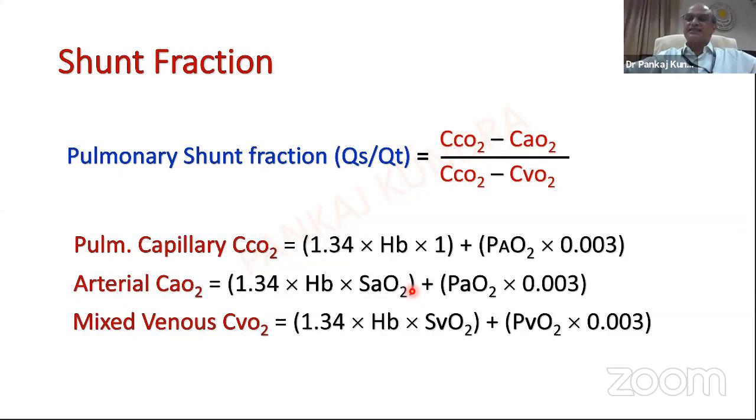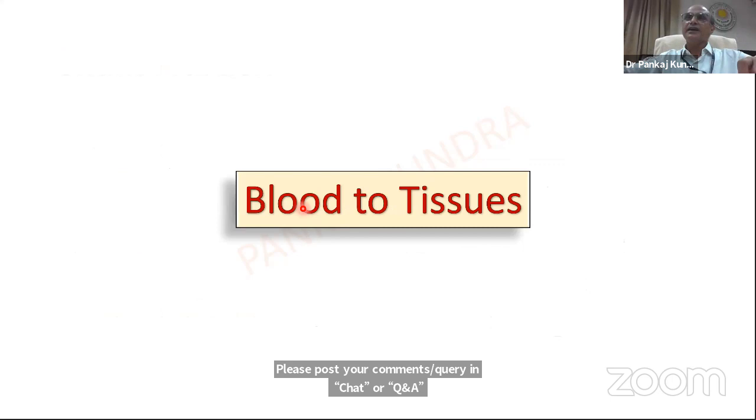This is the other shunt fraction which we all talk about. The pulmonary shunt fraction is generally taken by the pulmonary capillary oxygen content, from which you subtract the arterial oxygen content, divided by the difference between the pulmonary capillary content and the mixed venous content, and that is what you will get as the fraction. I'm not going into those details. These are formulas which you can do, but the easiest one at the bedside, which I've already told you, is A-a gradient divided by 20 after giving 100% oxygen for 10 minutes, and you get the shunt fraction.